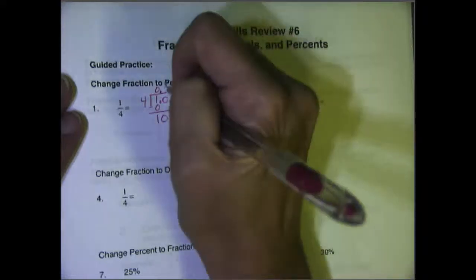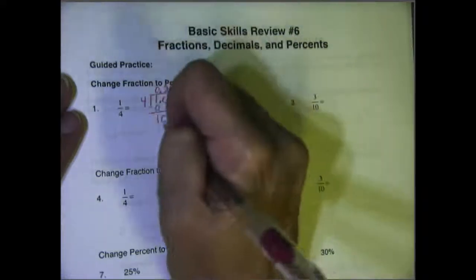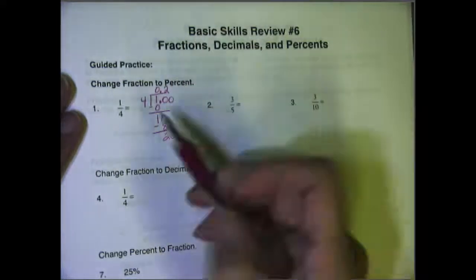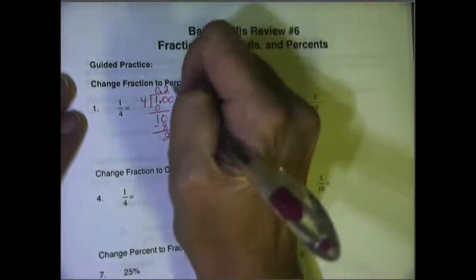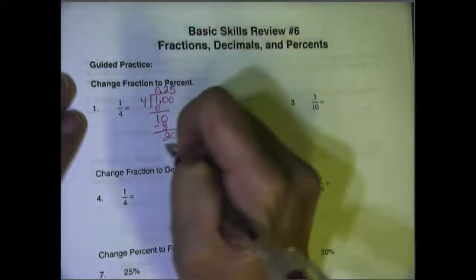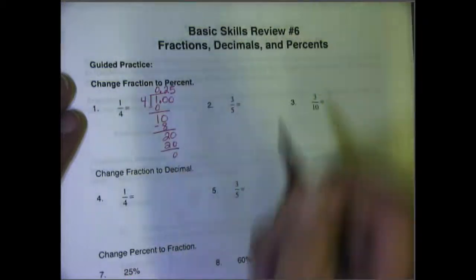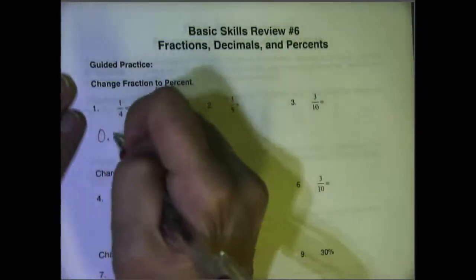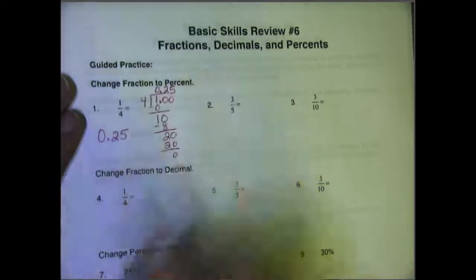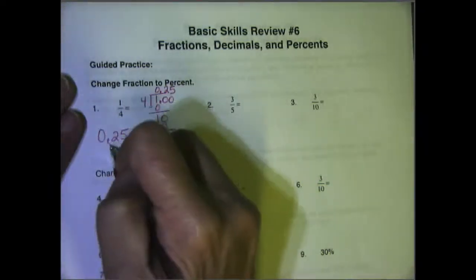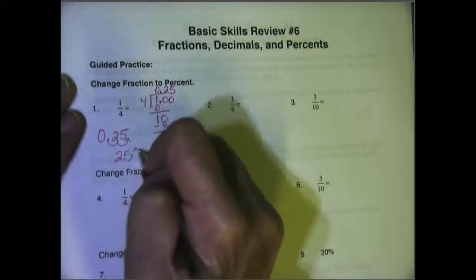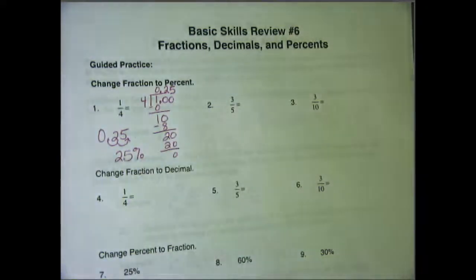4 goes into 10 twice. 2 times 4 is 8. 10 minus 8 is 2. Pull down a 0. 4 goes into 20 5 times. 5 times 4 is 20. And we're finished with our division. So our decimal is 0.25, and then to change that to a percent, we move it 1, 2 places, and we get 25%.